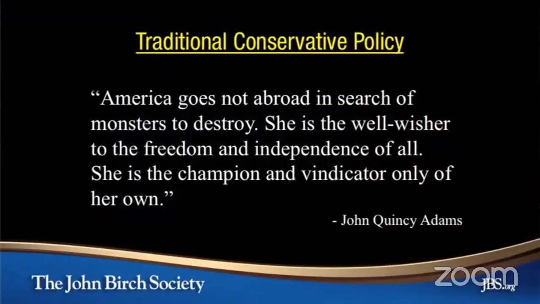John Quincy Adams gave us another warning. America goes not abroad in search of monsters to destroy. She is the well-wisher to the freedom and independence of all. She is the champion and vindicator only of her own. Our military is to be used to protect us. That's their purpose. That's what we fund them for, and that's what our lives are for.